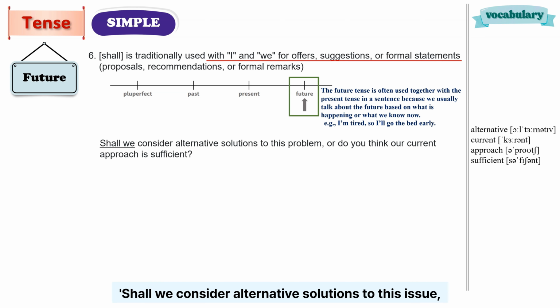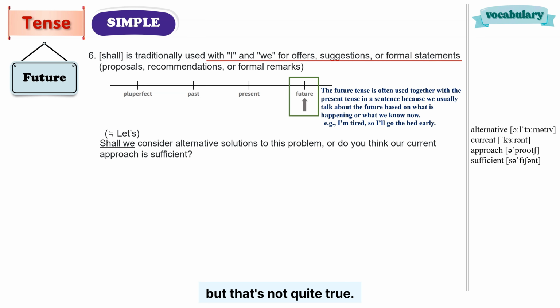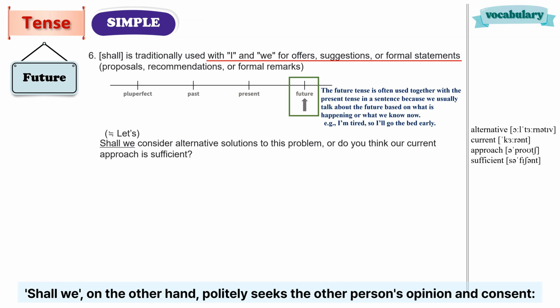Shall we consider alternative solutions to this issue, or is our current approach enough? Many textbooks say this is the same as let's, but that's not quite true. Let's is more direct and closer to a command with a feeling of leading or pushing forward. Shall we, on the other hand, politely seeks the other person's opinion and consent.